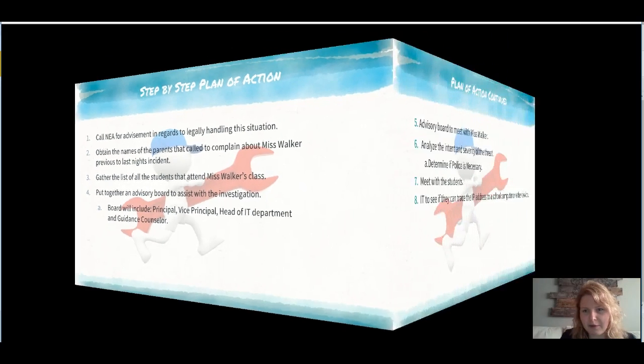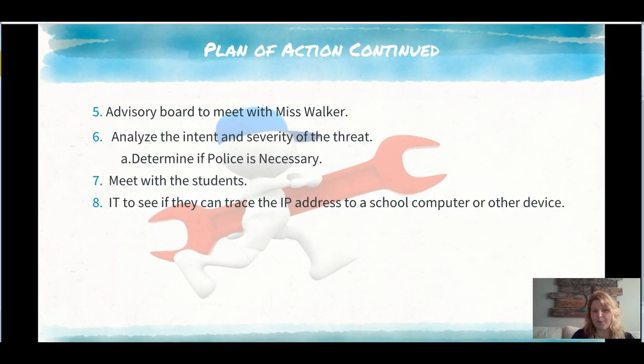With our advisory board established, next I would like to talk to Ms. Walker. I want her to retell what happened that day and that night when she received her email and opened up the website. After that, I want to analyze what was presented in that website. I want to pull up the actual website and see what the intent was and how severe a threat it is to the school, students, and Ms. Walker. It is at that point in time the board and myself will decide if the police are necessary. With the laws and regulations that apply to schools and federally, this can easily turn into a federal crime, which I will explain a little bit later.